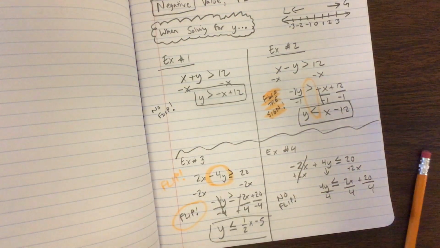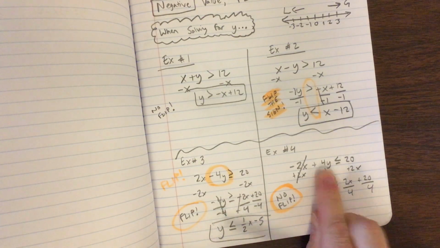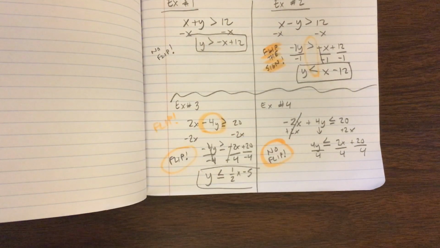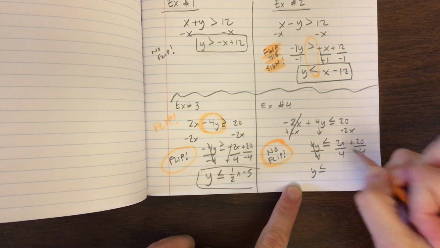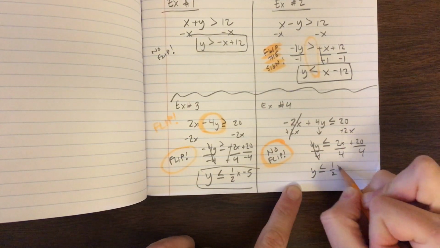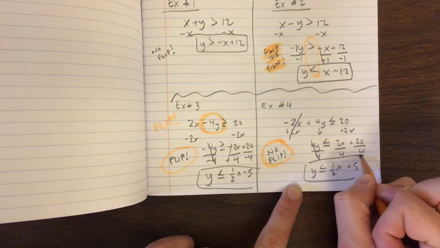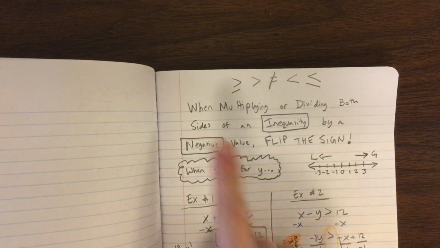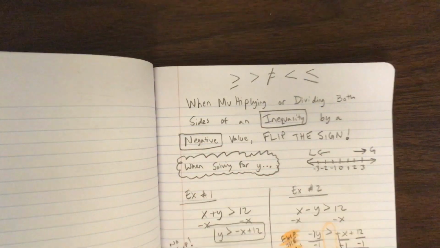So if you can just train yourself to look for the y's, if the y value is positive, it doesn't flip. If it's negative, it flips. That is all. Although I guess you could do this. 4 divided by 4, 2 over 4 simplified, and then 20 over 4 is 5. Just to be complete. All right. When in doubt, remember your golden rule. If you see y is negative, flip the sign when solving for y.